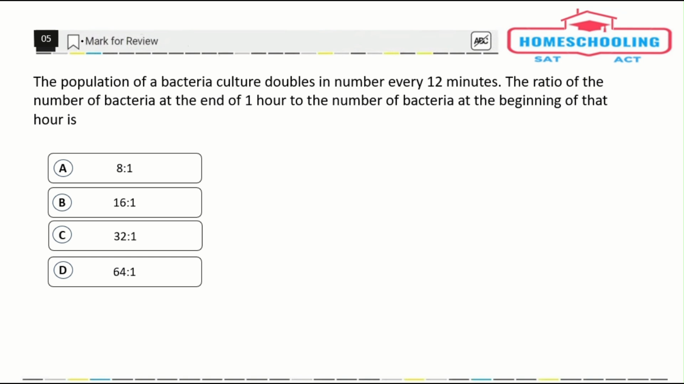Now moving to the next question. In question number 5, it says that the population of bacteria doubles in number every 12 minutes. We have to find the ratio of the number of bacteria at the end of 1 hour to the number of bacteria at the beginning of that hour. So we have to find the ratio of bacteria when it started and at the end of the hour.